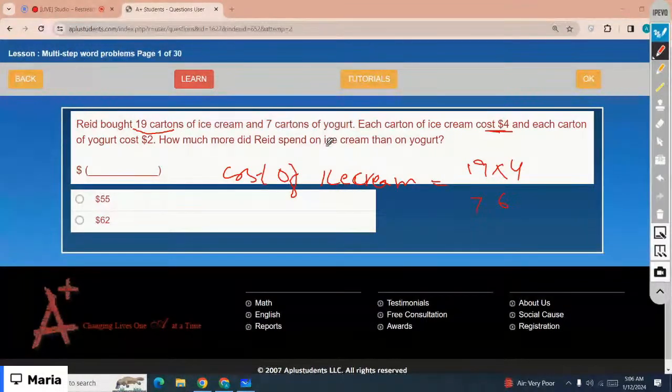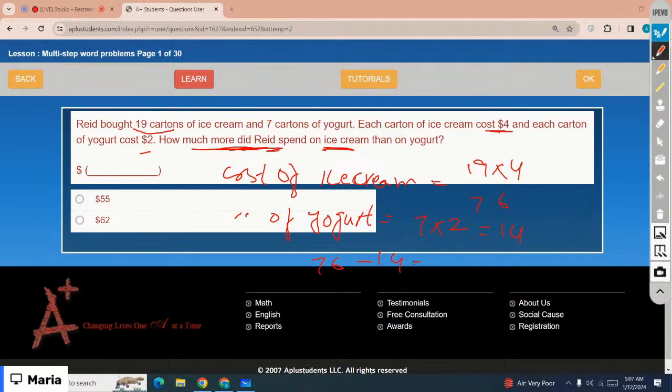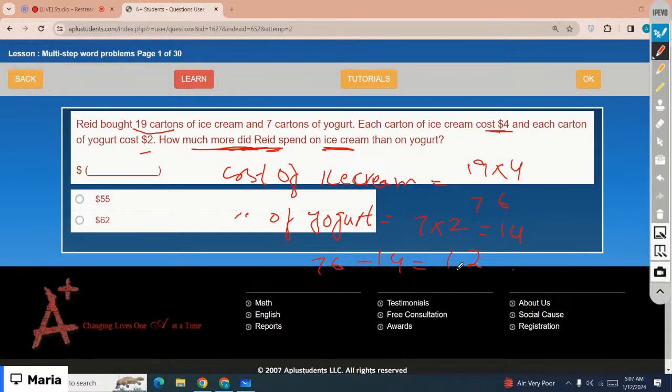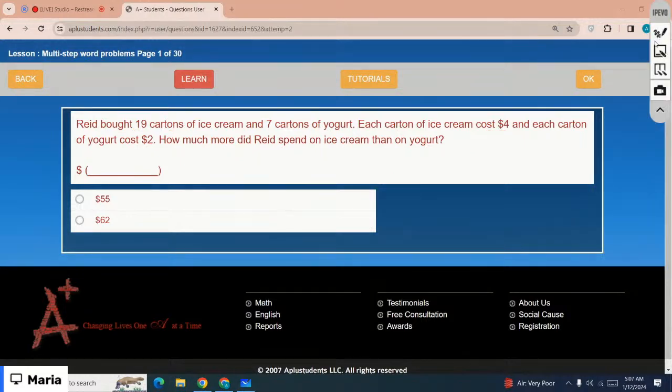Now calculate the cost of the yogurt the same way. You have to do 7 times 2 because the cost of one carton is 2, so 7 times 2 is 14. You have to see how much more Wright spent on ice cream than yogurt, so subtract the cost of the yogurt from the cost of the ice cream. 76 minus 14 is $62. That means he spent $62 more on ice cream than yogurt. The correct option is 62. Very good.